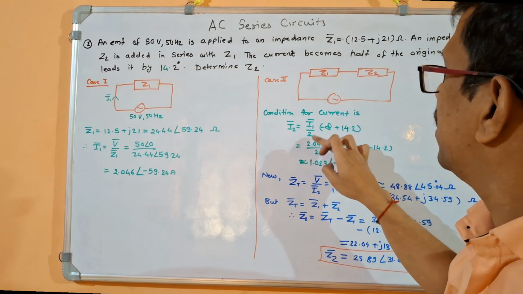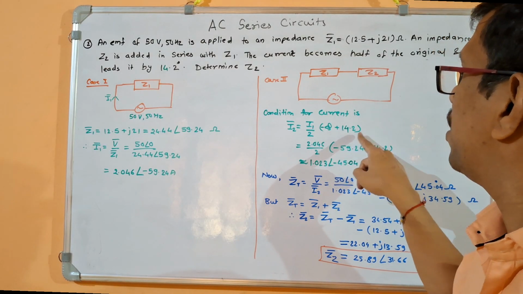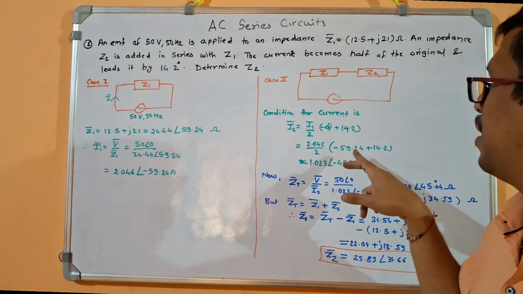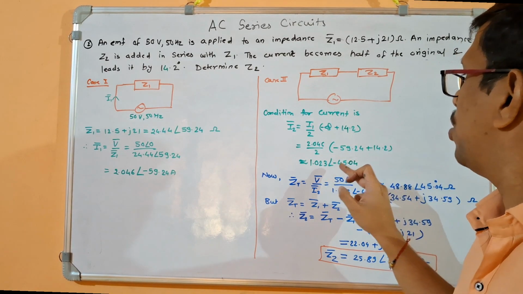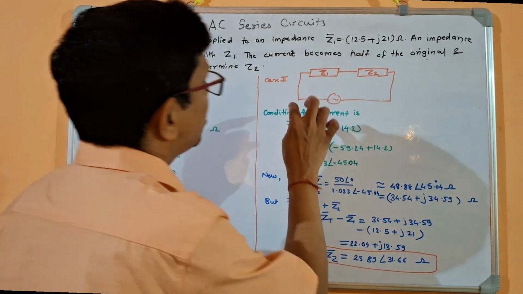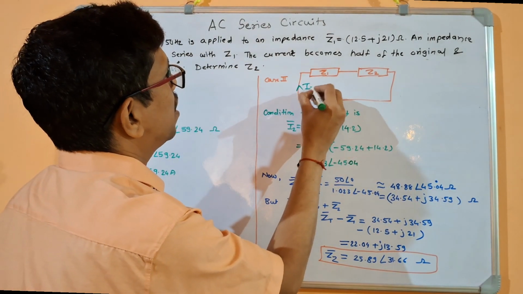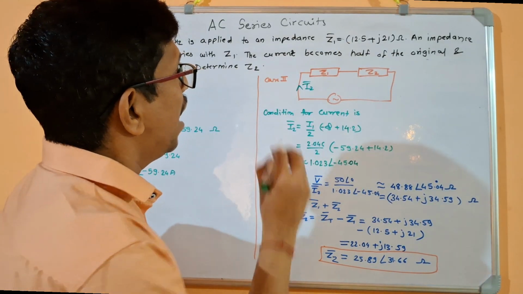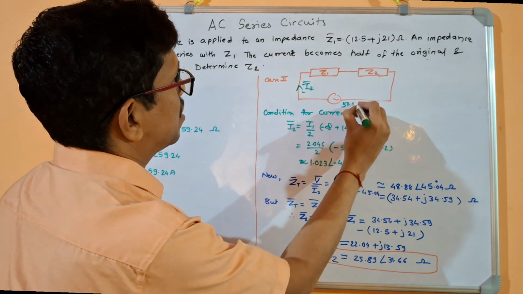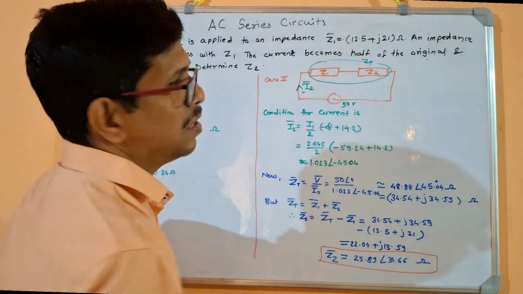So I1 divided by 2, at an angle minus 59.24 plus 14.2. So this becomes 1.023, and the angle, see, 59.24 is negative plus 14.2 gives me minus 45.04. So I have got this current I2 which is flowing in this circuit now. This current I2 is flowing in the entire circuit, and if I use this I2 and this 50 volt supply, I can find total Z of this series combination.